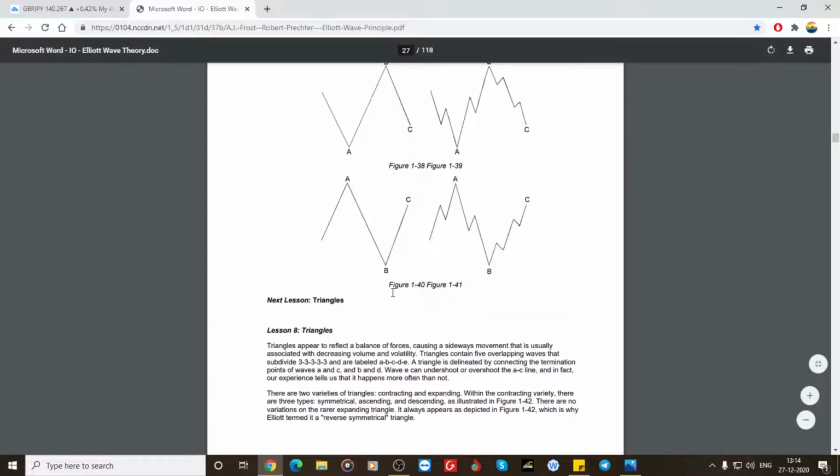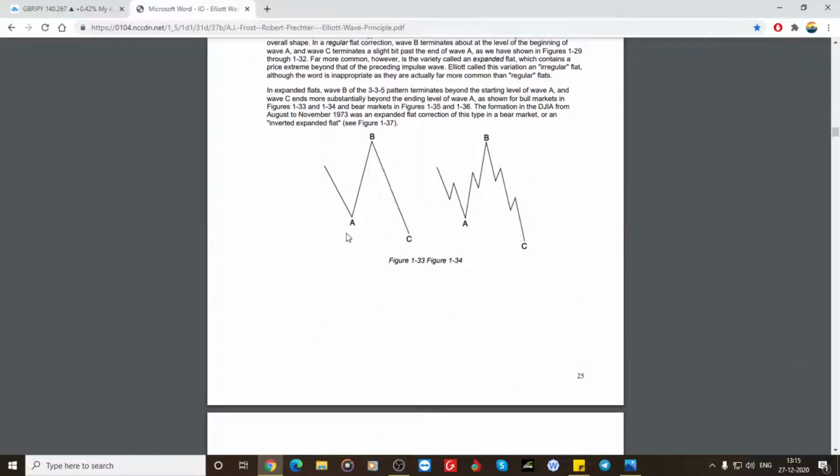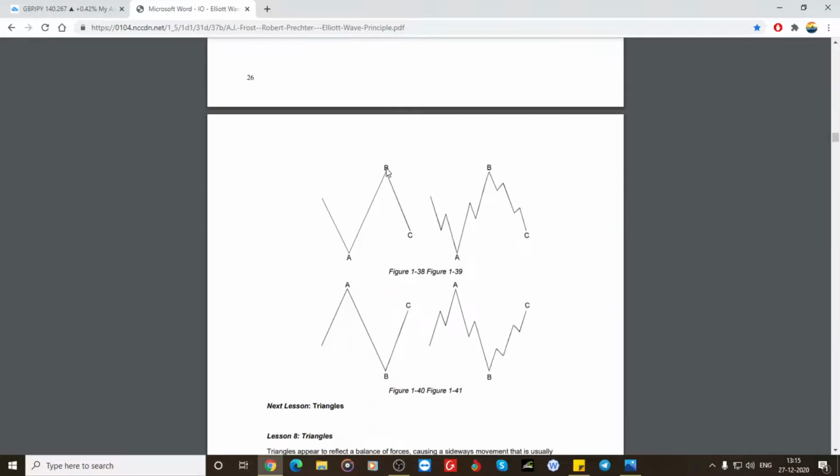The difference between the running flats and the expanded flat: once again I will explain again and again that if it is an expanded flat, the wave B can go above the A wave, and the C wave has to end below the B wave start or the A wave end. And in the running flat, the C wave only gets rejected within the start of wave B, so it doesn't go below this A wave end or B wave starting. So this is called a running flat.